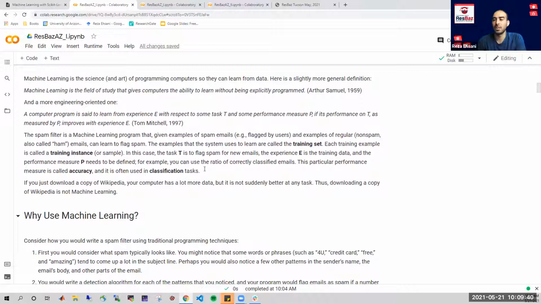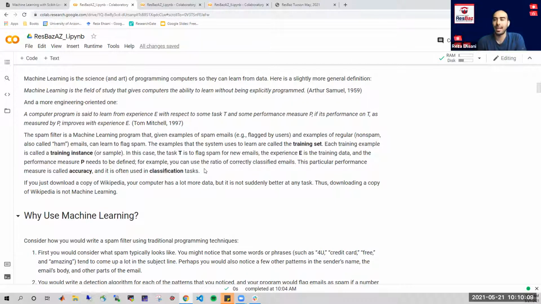The spam filter is a very famous example. I will use this example several times during the presentation. The spam filter is a machine learning program that, given examples of spam emails flagged by users and examples of regular emails, non-spam or simply ham, can learn to flag spam. The examples that the system uses to learn are called the training set, and the examples in that training set are called training instances or samples.